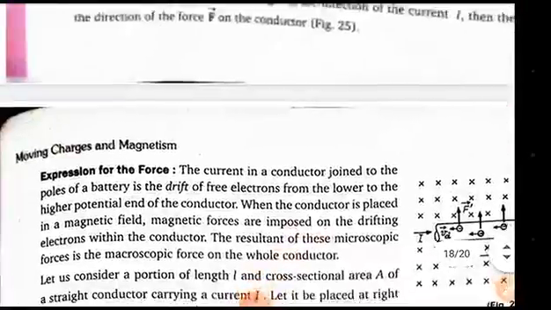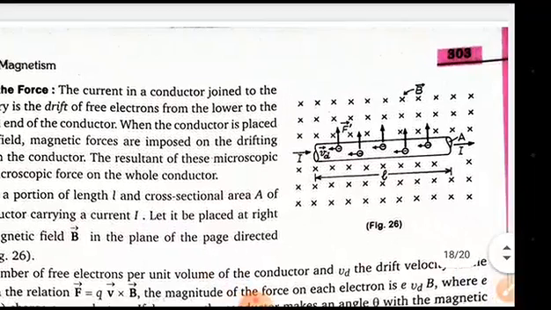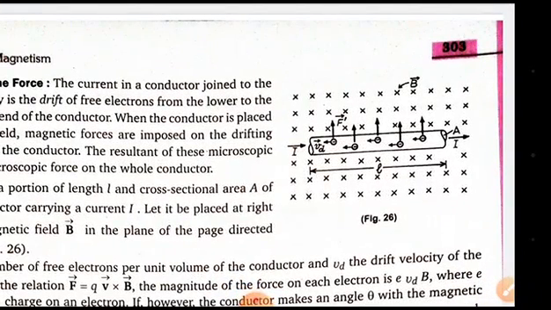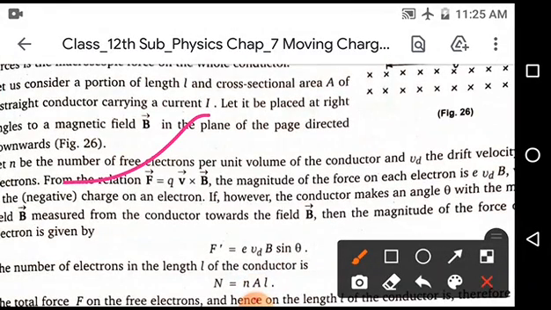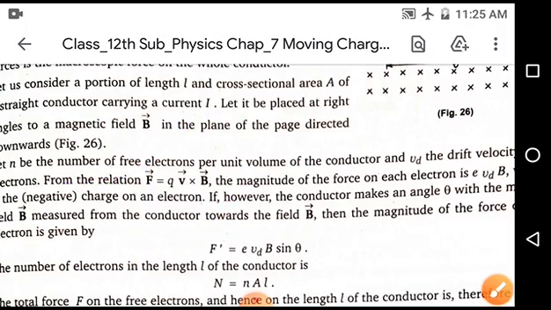Now students, expression for the force. If we take a conductor placed in the magnetic field, and the length of the conductor is small l and current I is flowing in that conductor, where the direction of electron motion is opposite to the direction of current and the electron is moving with drift velocity vd, then we know that Lorentz force F equals qvB sin theta, and we can also write F dash equals e vd B sin theta in terms of drift velocity.